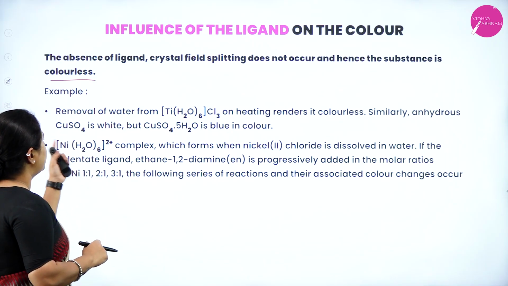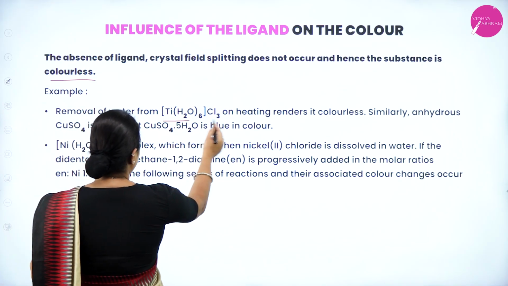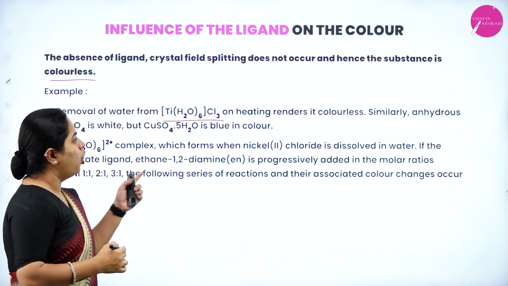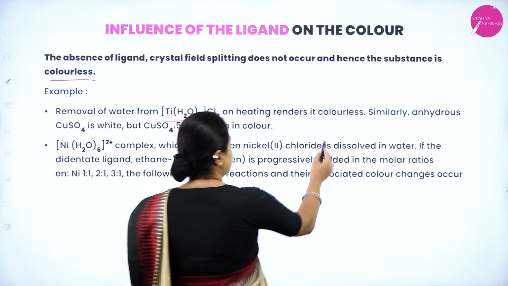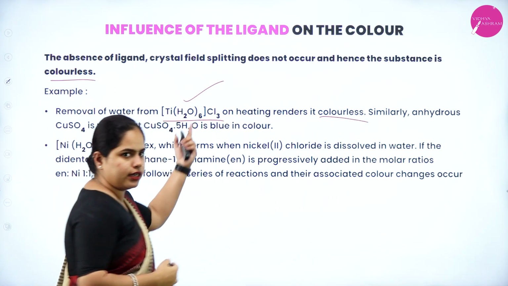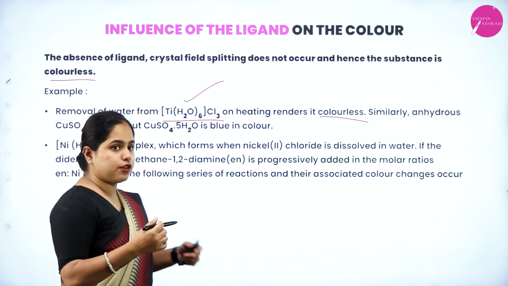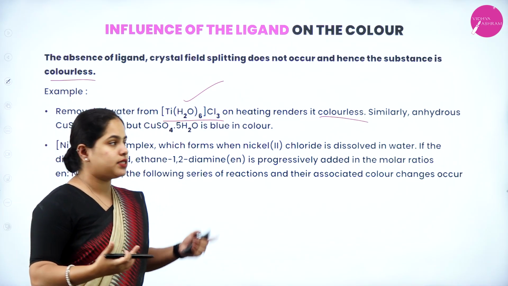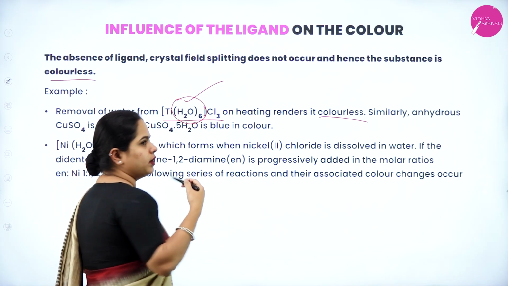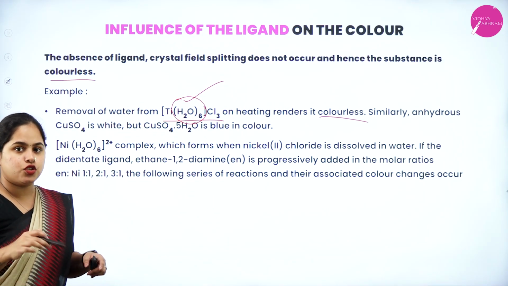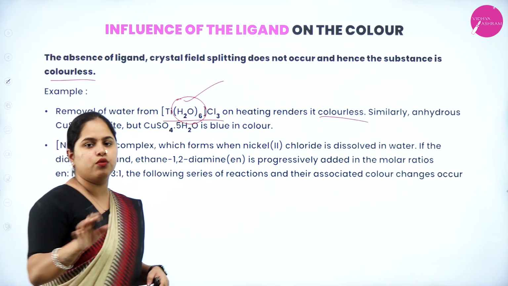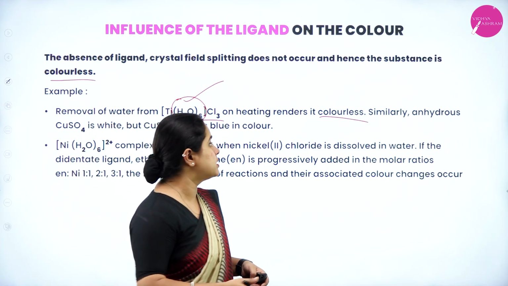For example, removal of water from [Ti(H2O)6]Cl3 on heating renders it colorless. This is a colored coordination compound, but if we start heating it, the aqua ligands, H2O, will be lost. If the ligand is lost or removed, it becomes colorless.